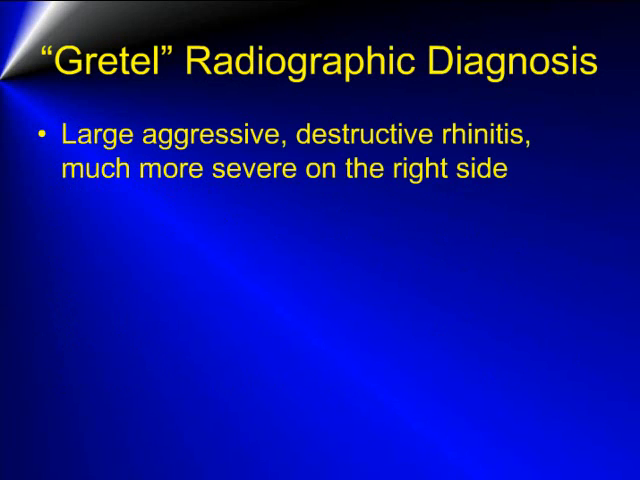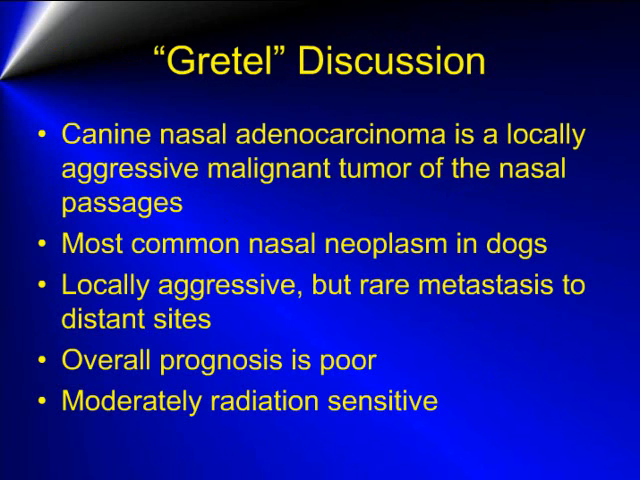These findings are highly suggestive of a large, aggressive, destructive rhinitis that in this case was much more severe on the right. Considerations for this finding would be given to an aggressive tumor such as a nasal adenocarcinoma. Aspergillosis is also possible, but considered less likely, especially in light of the animal's age as well as the amount of bony lysis present. Nasal adenocarcinoma is the most common nasal neoplasm in dogs and is locally aggressive but rarely metastasizes to distant sites. The overall prognosis for an involved nasal adenocarcinoma such as this is considered to be poor.